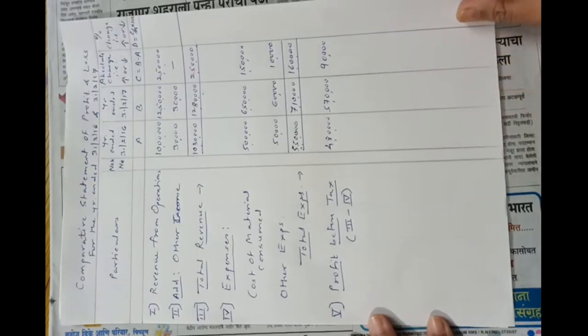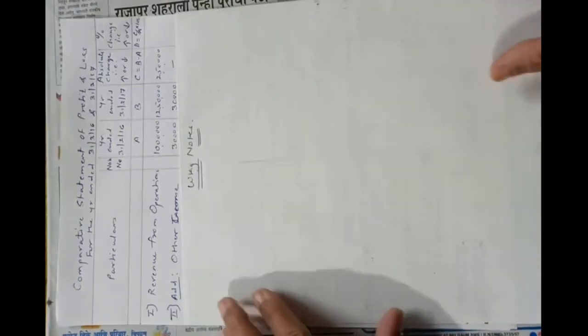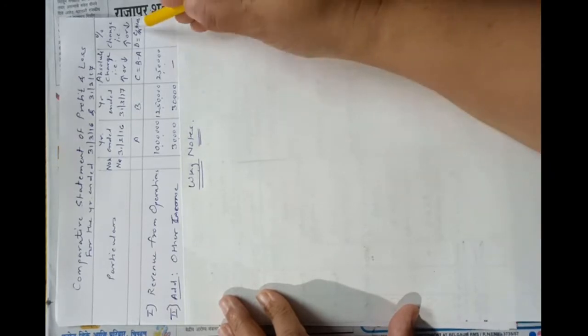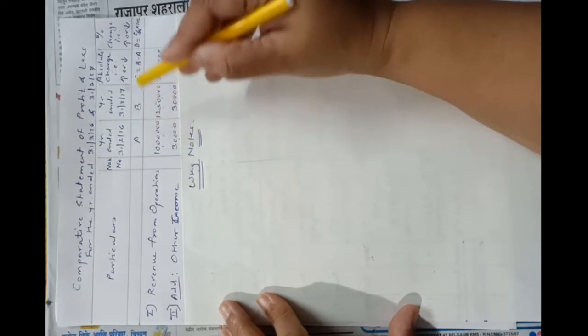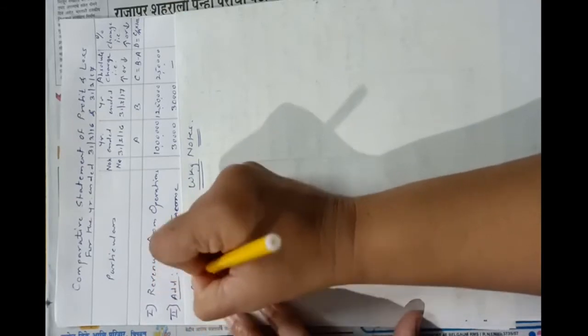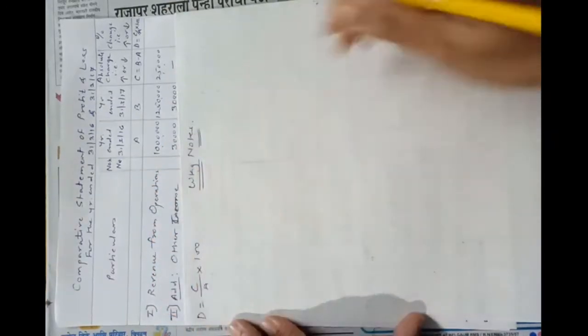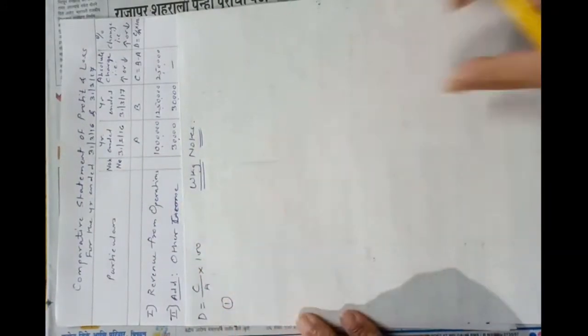Okay, so here we will do the working note. As we know, to calculate the last column percentage, C divided by A into 100, means amount from C column divided by amount from A column into 100. Okay, C upon A into 100. This is the formula for D. D is equal to C upon A into 100. Okay, now one by one we will calculate.